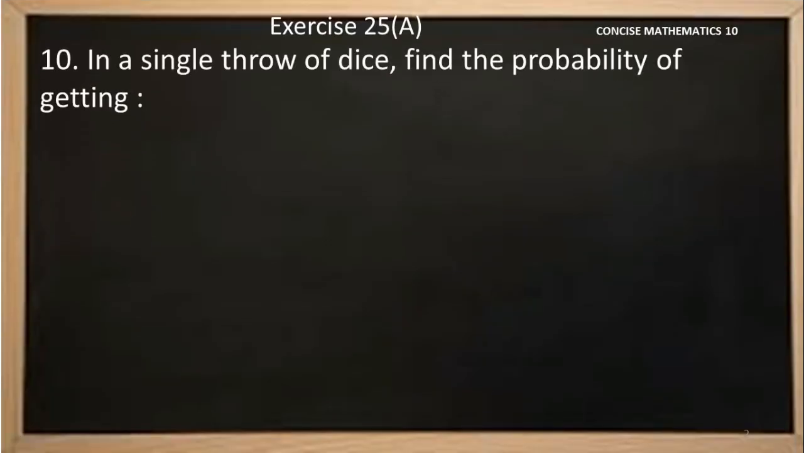Question number 10. In a single throw of dice, find the probability of getting 5, 8, a number less than 8, and the last sub question is a prime number.